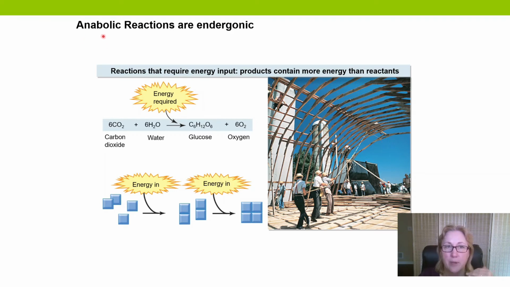And the way to remember it, anabolic, think of anabolic steroids. Anabolic steroids build up muscles. Anabolic reactions build up larger molecules like glucose from smaller molecules like carbon dioxide. And energy is required because we are decreasing entropy in these reactions. If you're taking 6 small molecules and turning them into one big molecule, that is more organized. It's less disorderly. So that means entropy has decreased.